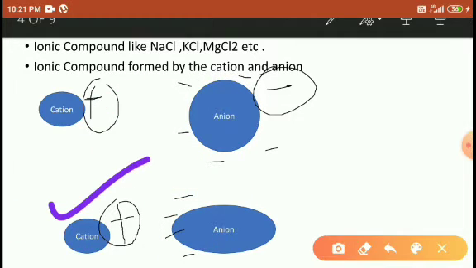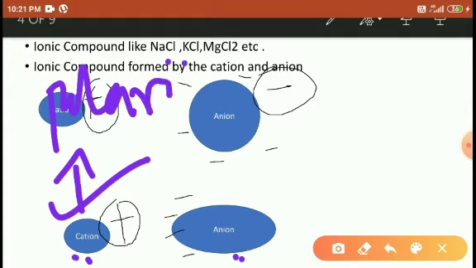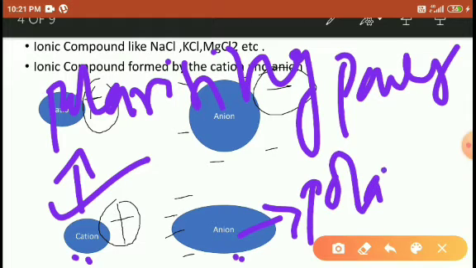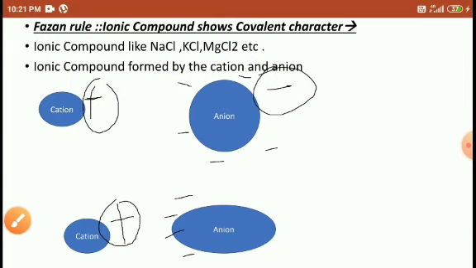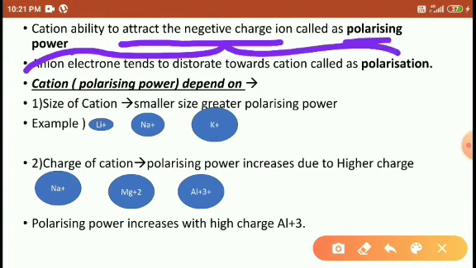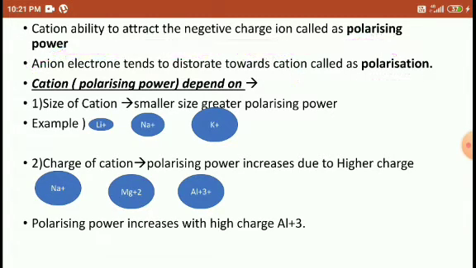So because of the cation, the anion polarizes. That is why the cation is called the polarizing power, and the anion shows polarization. Understand? Get this lesson: the cation's ability to attract the negatively charged ion is called polarizing power. The tendency of the anion's electrons to distort toward the cation is called polarization. Students, understood?